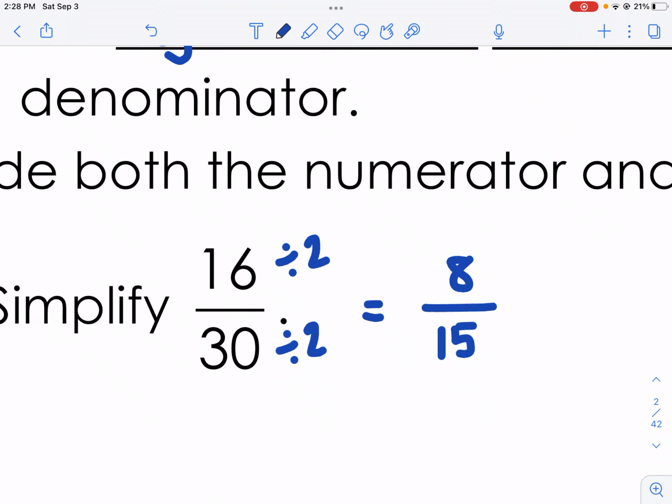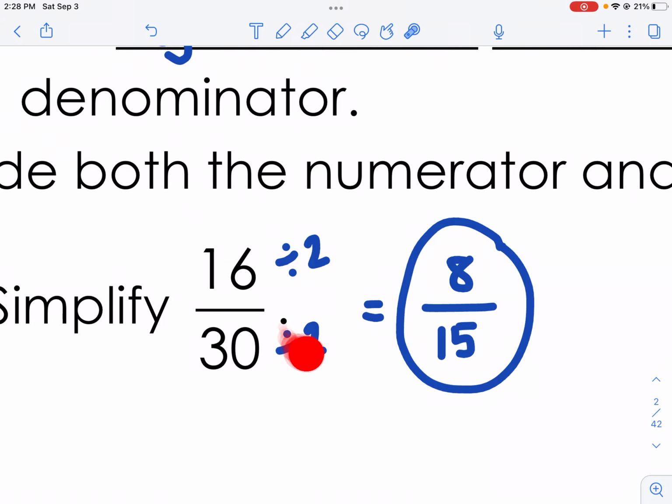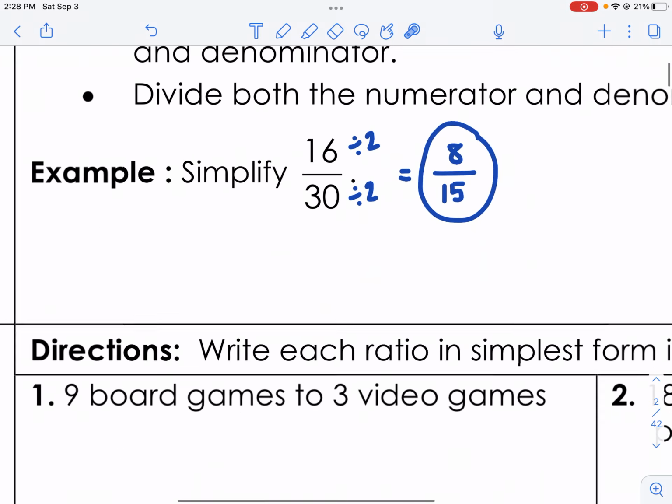And now I can look at 8/15 and say, do they share any numbers in common? And they don't. 8 has 2 and 4 that go into it, and 15 has 3 and 5. So we are done with that. You don't have to write the division sign in, but it can be helpful if you want to.